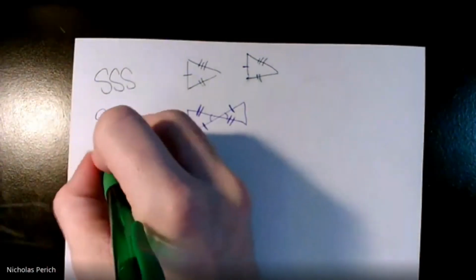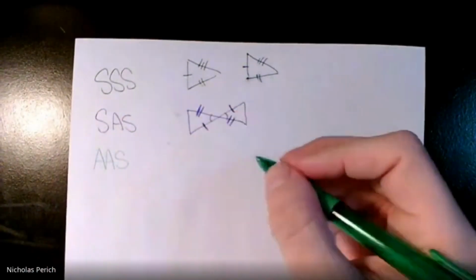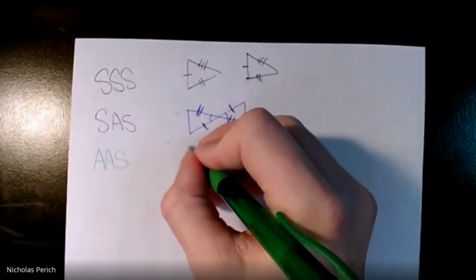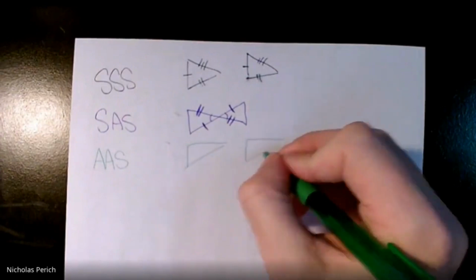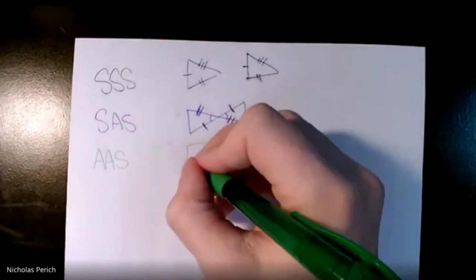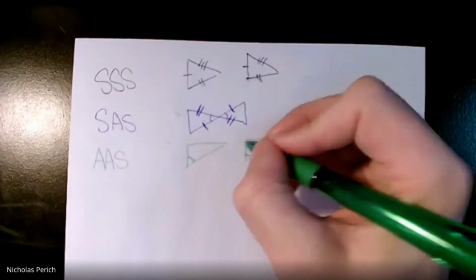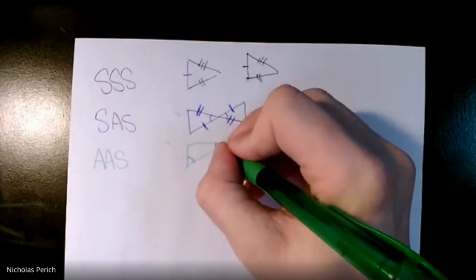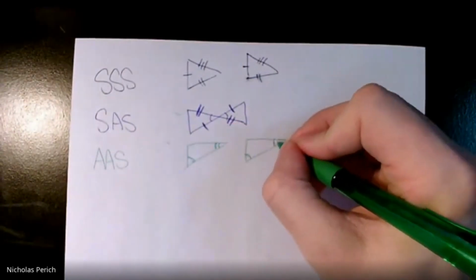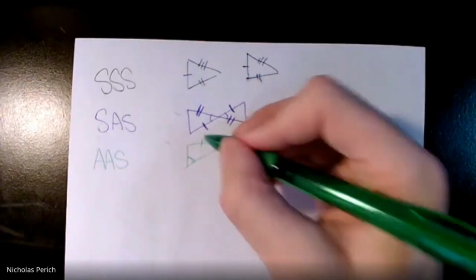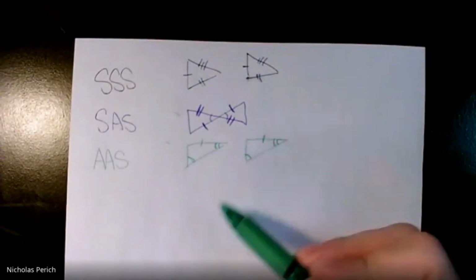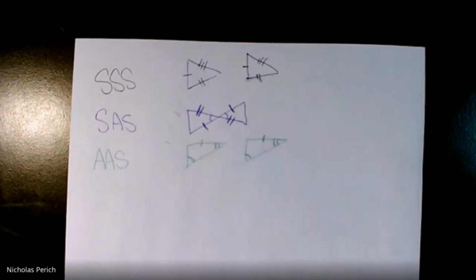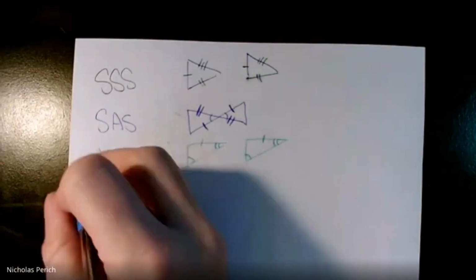You have AAS, which is what we just did. AAS is if I give you 2 triangles and you have an angle, another angle, and the side not in between them. Angle, angle, side. You have one of those.